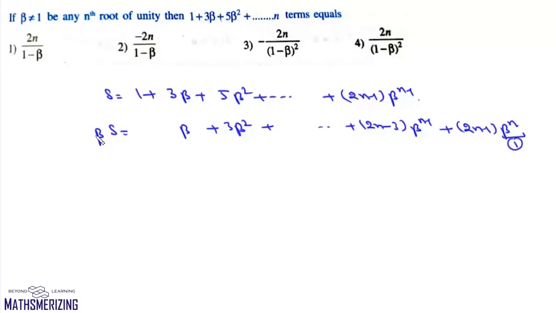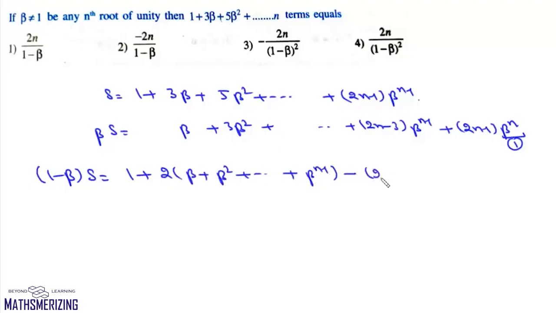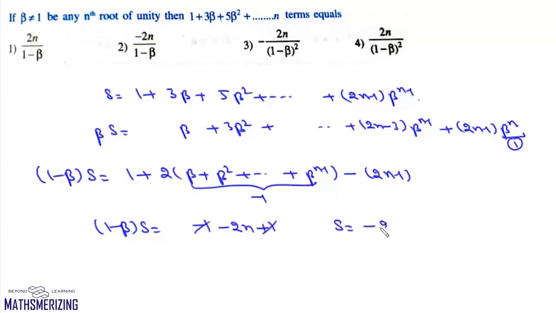Now we'll subtract the second from the first. We can write 1 minus beta times S will be 1 plus 2 into beta plus beta square up to beta to the power n minus 1, and here it will be minus 2n minus 1. Now we know that the sum of this series is minus 1. So it will be 1 minus beta times S equals minus 1 minus 2n plus 1. So the sum of this series is minus 2n upon 1 minus beta, and that's your option 2.